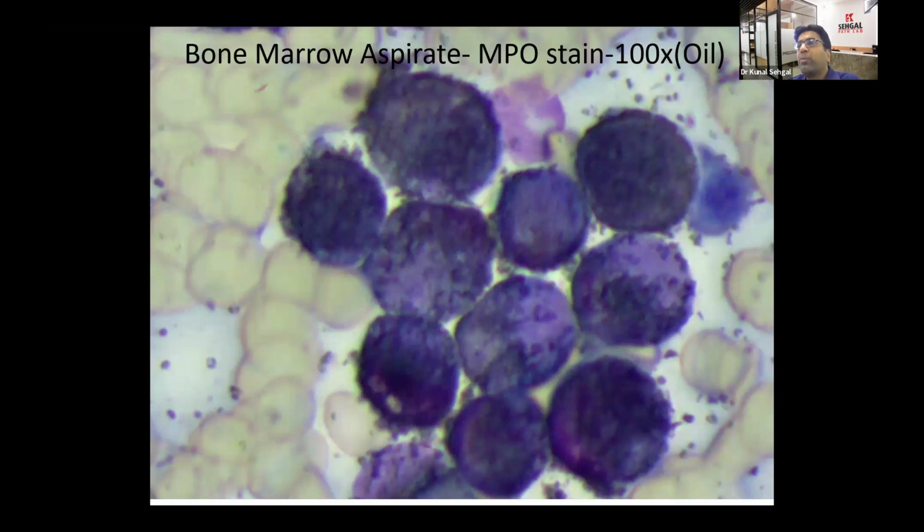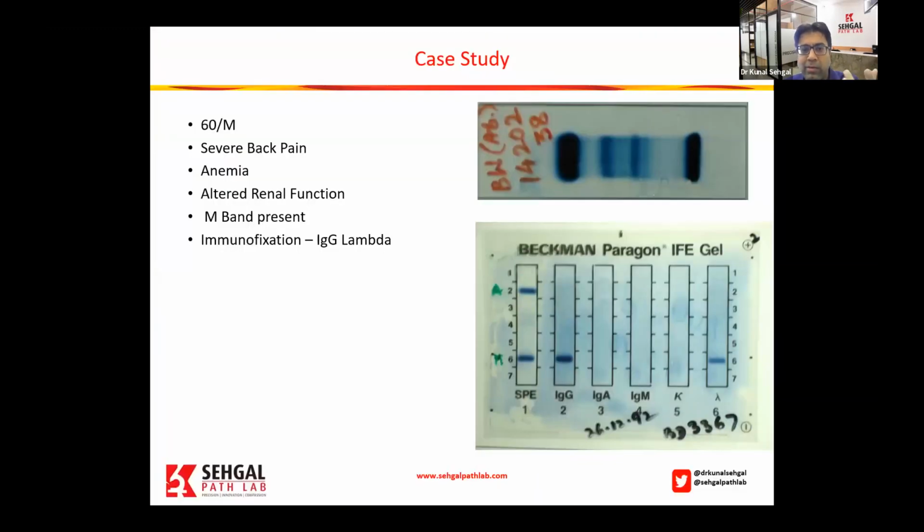A FISH for BLL can wait for 2 to 3 days, but an APML cannot. The clinician needs to know. So that's where working hand in hand with the clinician, having the facility to do a 4-hour, 8-hour interface FISH and giving the result becomes very critical.